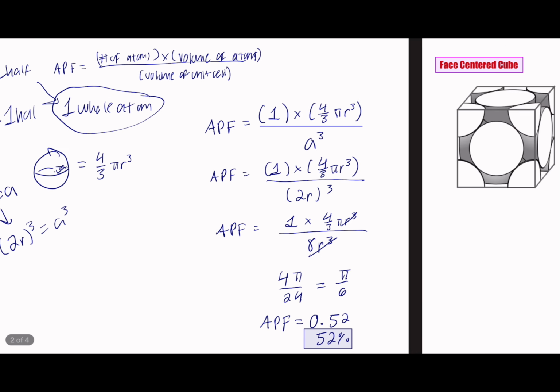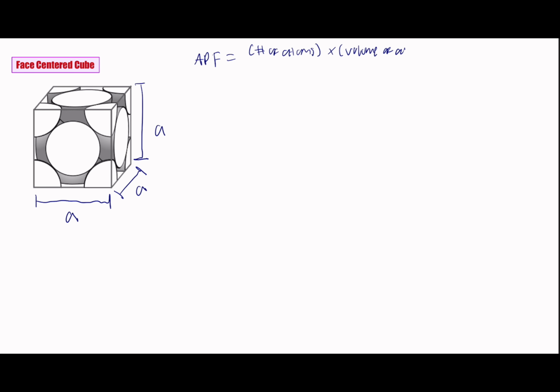So now we can move on to calculating the atomic packing factor for the face centered cube. We first want to identify that this length will again be a, and this is a cube, so all the lengths will be a. Once again, write down the atomic packing factor equation, which is the number of atoms times the volume of the atom over the volume of the unit cell.